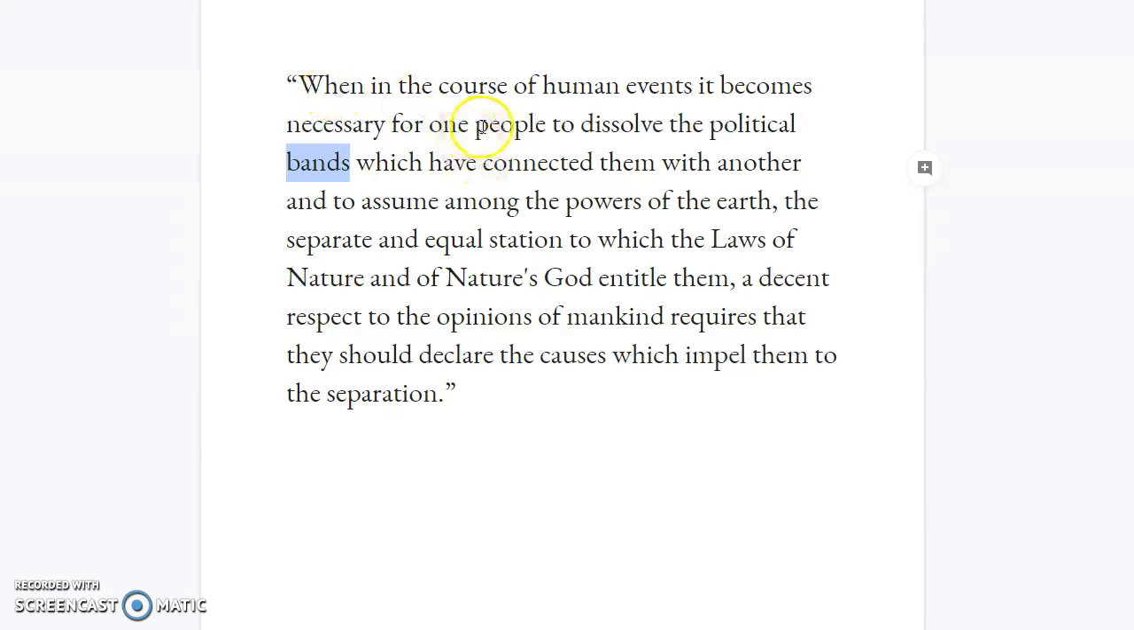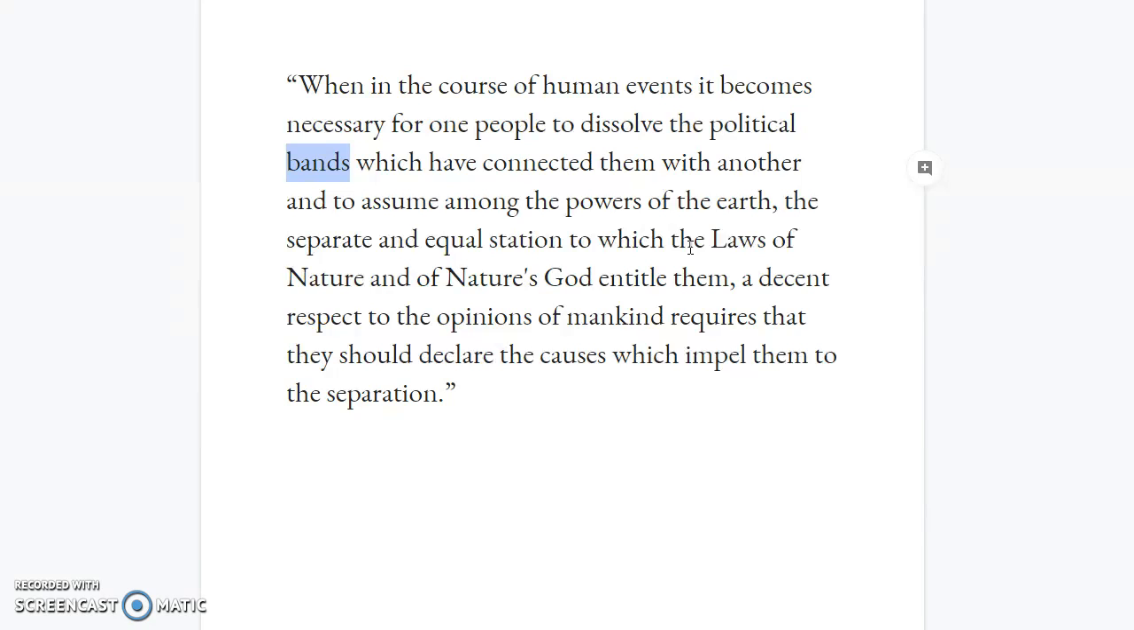When one group of people need to break away from another group of people. That's it. If one group needs to separate from another group, and then to do what? To assume the power among the powers of the earth, the separate and equal station to which the laws of nature and of nature's God entitle them. What does that mean? It just means that you're taking some of these powers to yourself. Assuming a power means saying that you now have this power. What power specifically? The power to say that you are separate from a group and equal to that group.